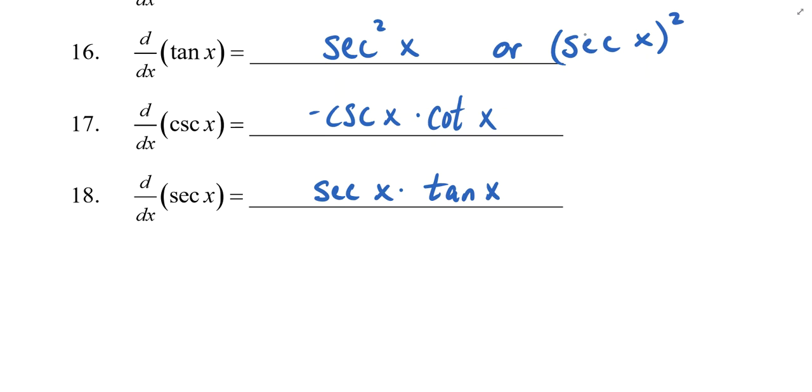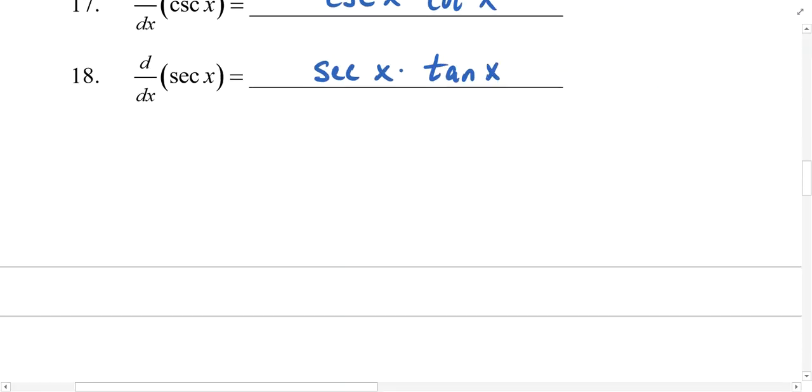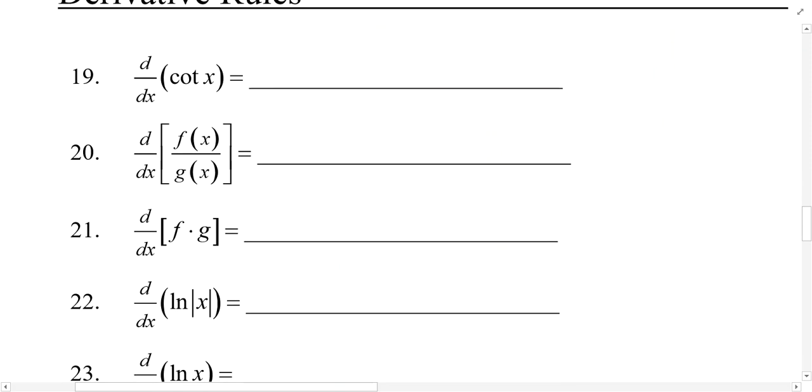For cosecant of x and secant of x, those two trig functions, their derivatives are as follows here. And now we'll slide on down to some others.